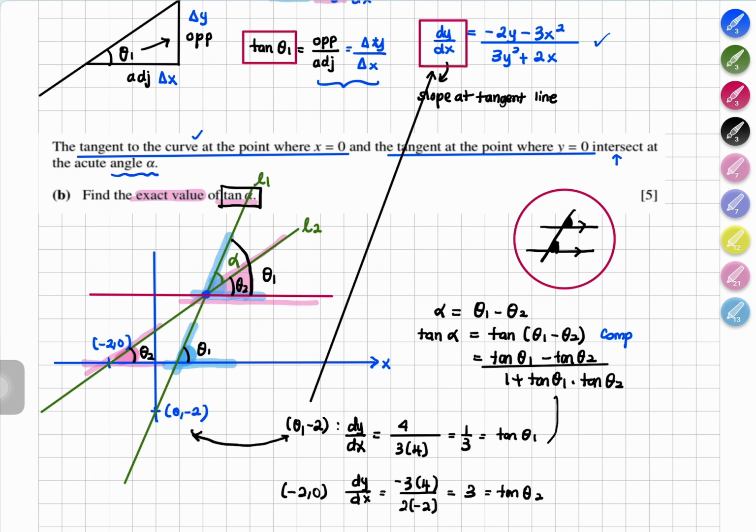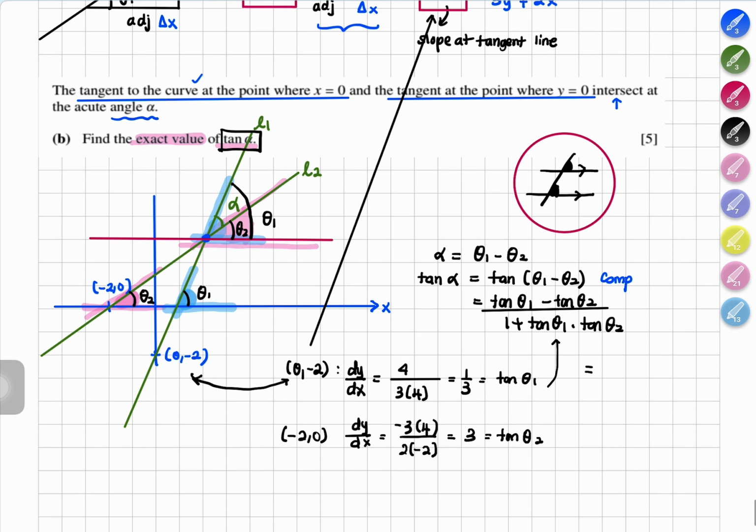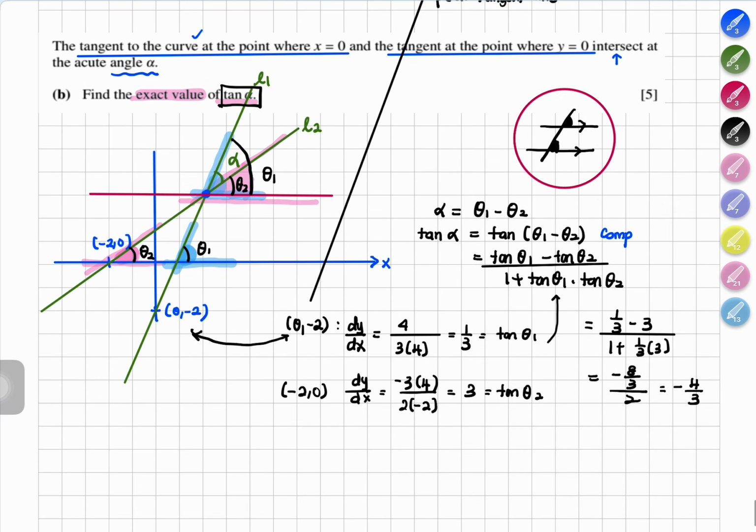You can substitute these values inside here now. So let's see what I will get for my tangent alpha. So 1 over 3 minus 3 divided by 1 plus 1 over 3 times 3. A simple simplification will give me negative 8 over 3 divided by 2, which is negative 8 over 6. Simplifies to negative 4 over 3. You must understand, your question clearly says that you want the acute angle of alpha. Therefore, tangent alpha has to be 4 over 3. You have to remove the negative value.